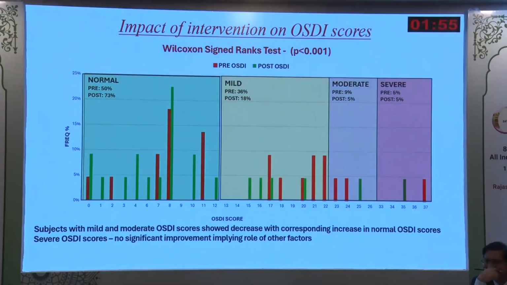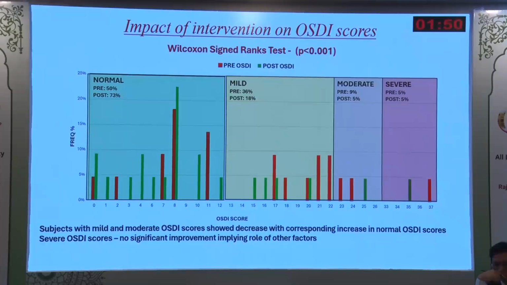Another important thing that we noticed was if a person had mild and moderate symptoms, post the intervention, these converted to more of the normal group. So it's a bit of a busy slide, but you can see that the percentage of mild and moderate symptomatology has gone from 36 and 9% to 18 and 5, and that subgroup has reverted to normal OSDI scores.